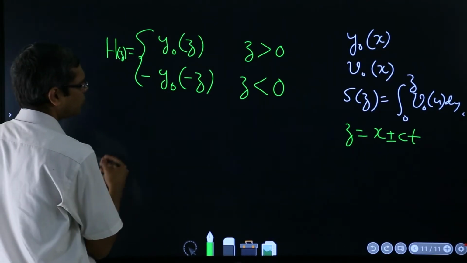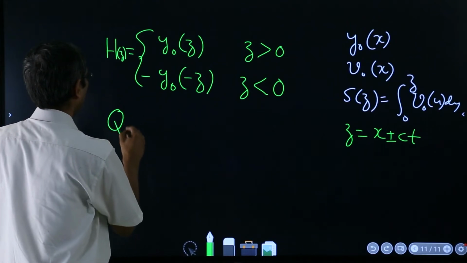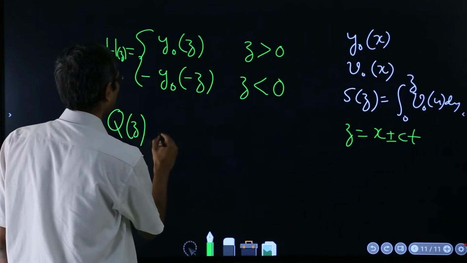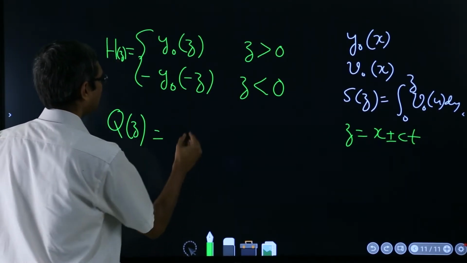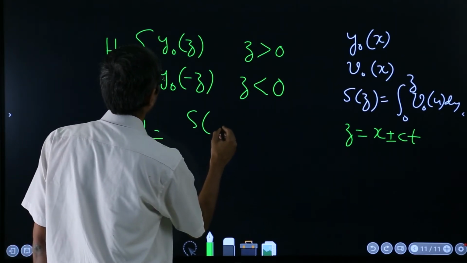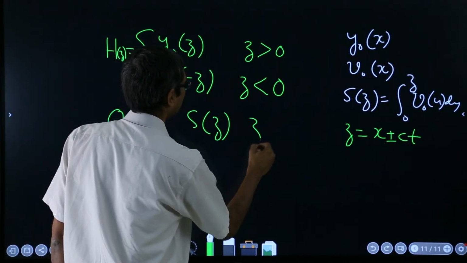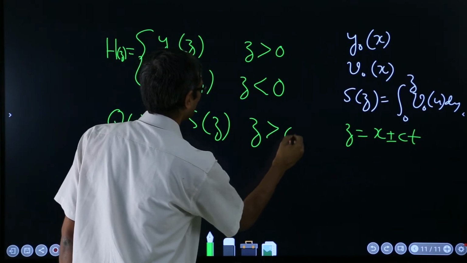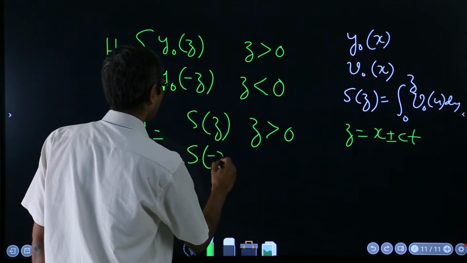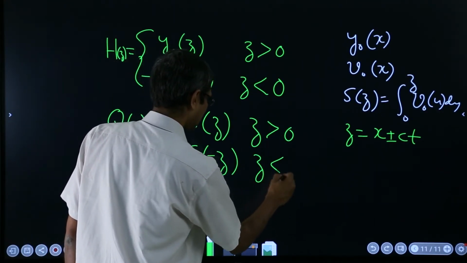Similarly, you can put, say, a q of z in terms of s. Okay, so that is, say, s of z when z is greater than 0, and s of minus z when z is less than 0.